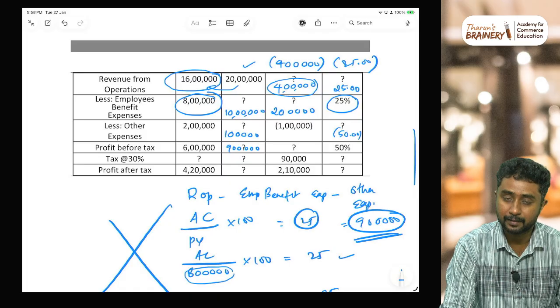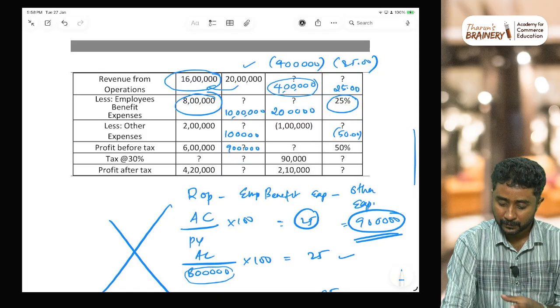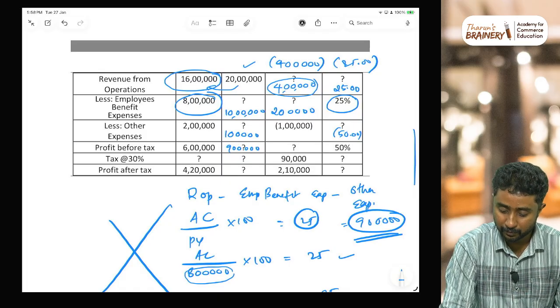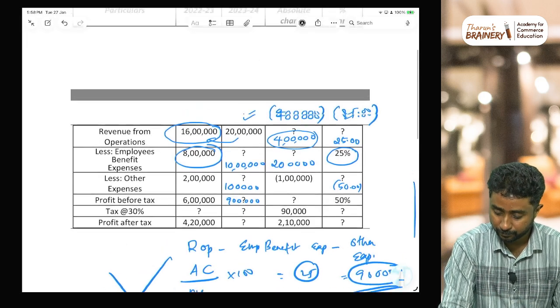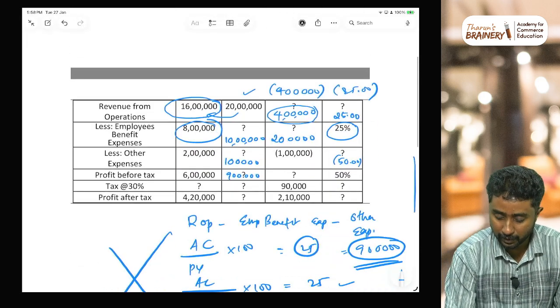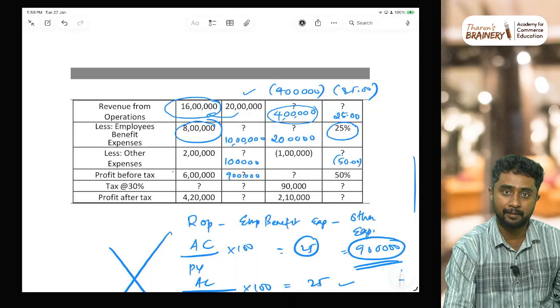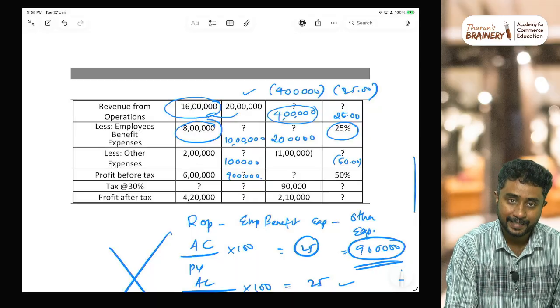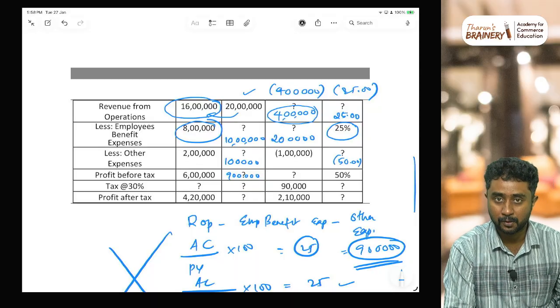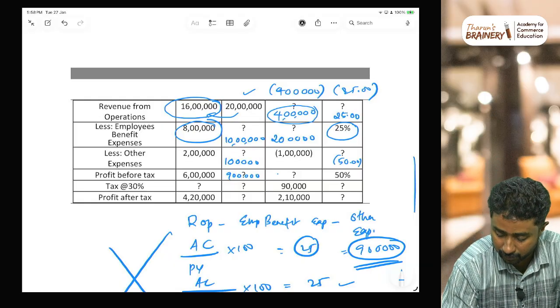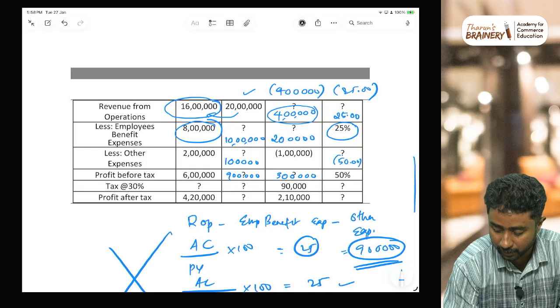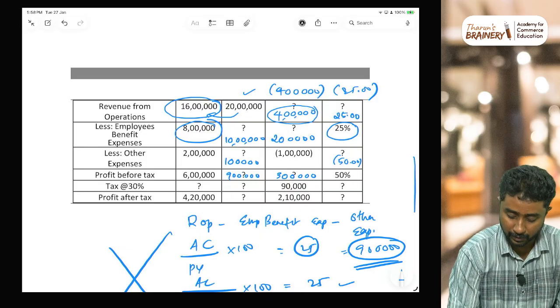Next is tax at the rate of 30%. So we will calculate the tax at the rate of 30%. Before proceeding with that, we need to see what is the third column, absolute change. So here, as you can see, profit before tax for the previous year was 6 lakh rupees. Now it is 9 lakh rupees. Absolute change will be, obviously when you are comparing the current year value with the previous year, 3 lakh rupees change.